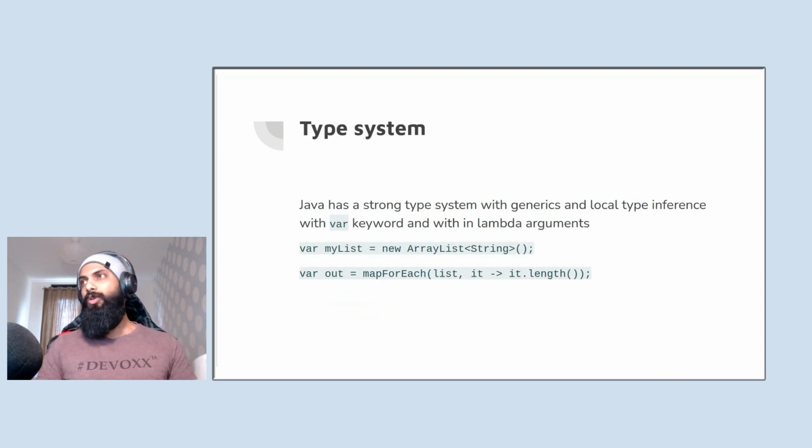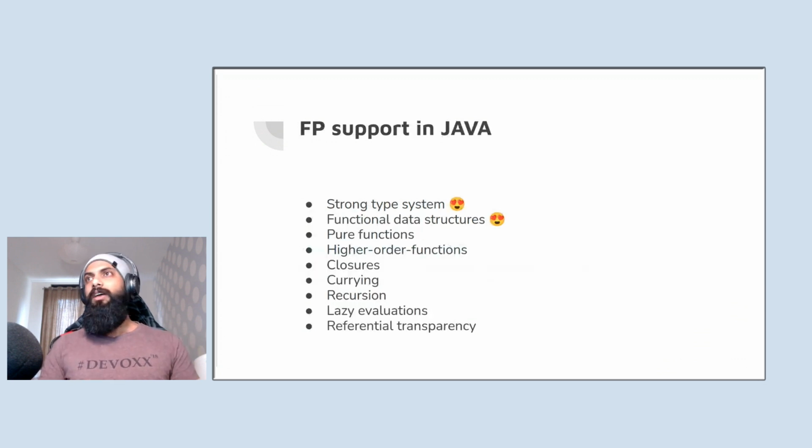It has great generic support. It can do local type inference with the var keyword, Java 11 onwards, and it can also do type inference in lambda arguments. So it conforms to the type system requirement. That's a tick for us.